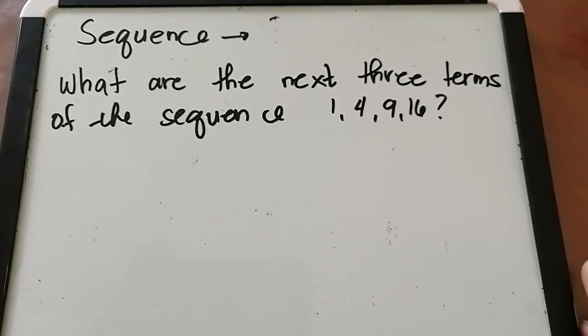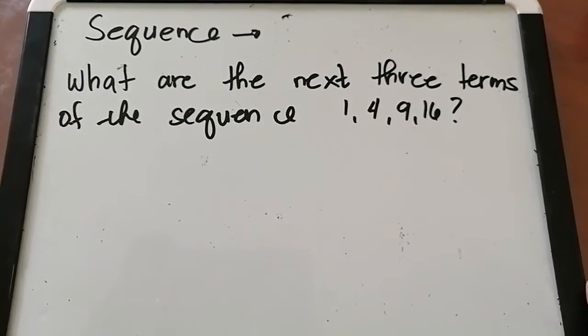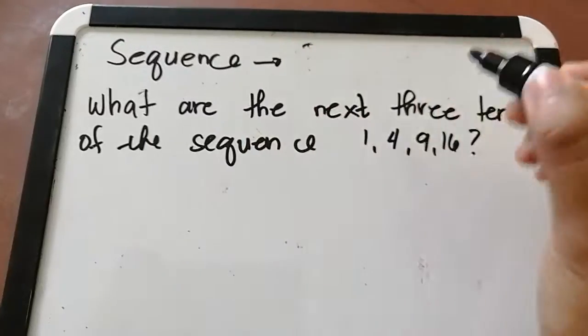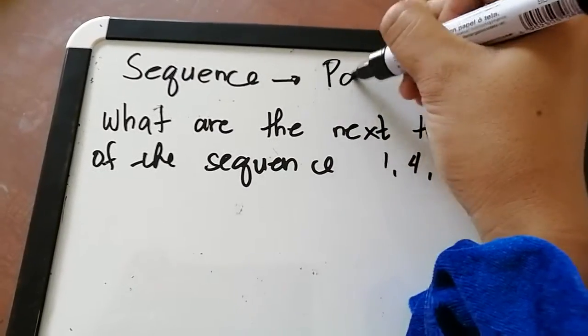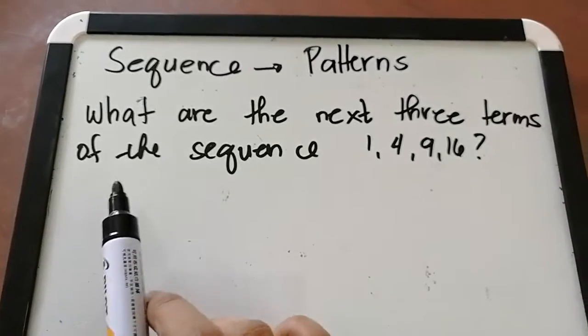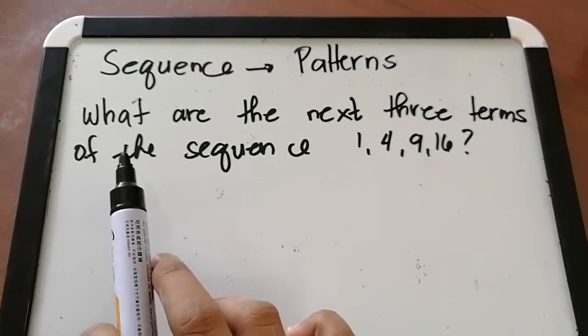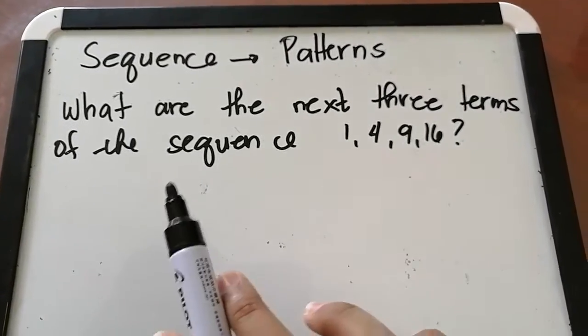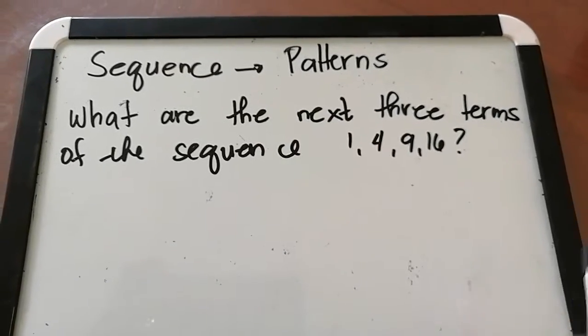Okay, so good morning. Our task is to talk about the sequence. When we say sequence, we are dealing with different patterns. To understand more, let's examine this problem: what are the next three terms of the sequence 1, 4, 9, and 16?